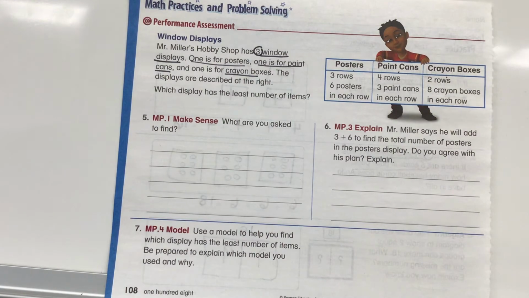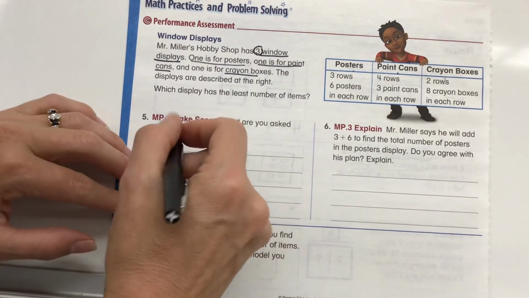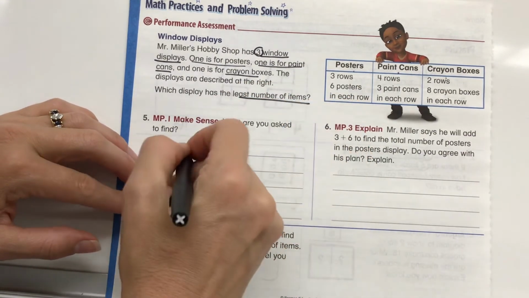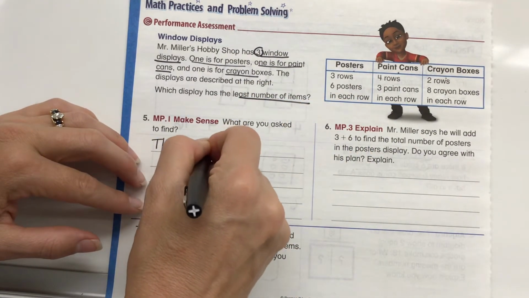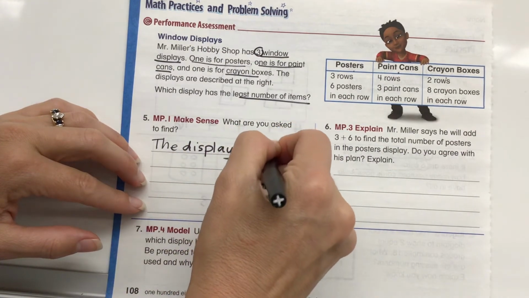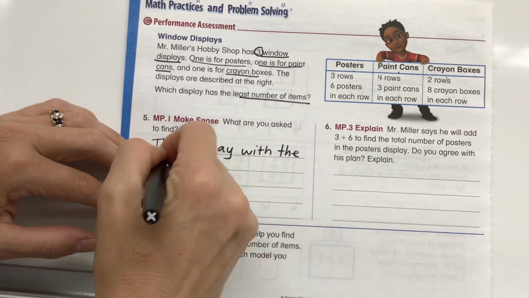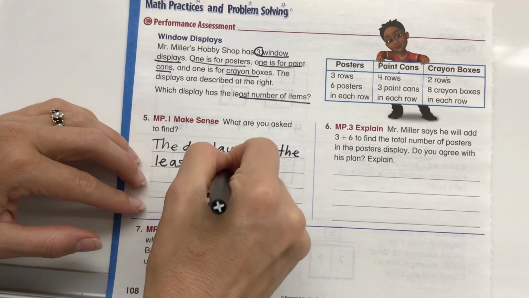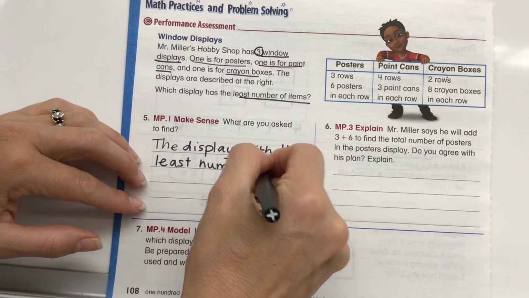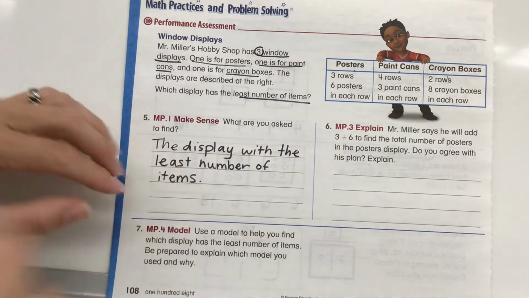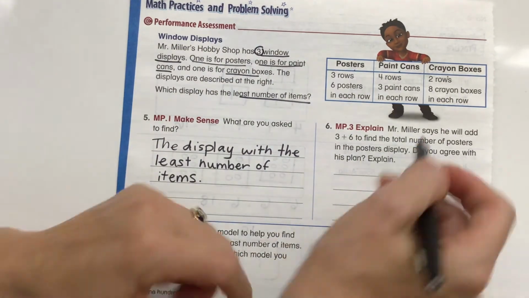Woo! All right, what are you asked to find? The display with the least number of items.